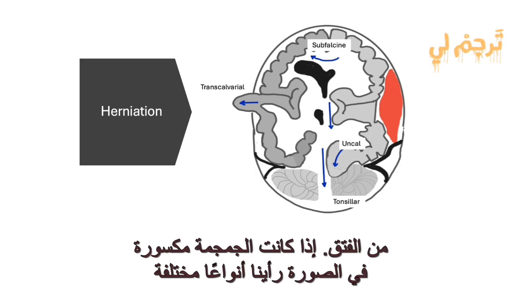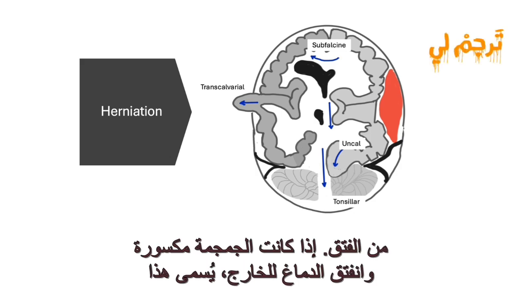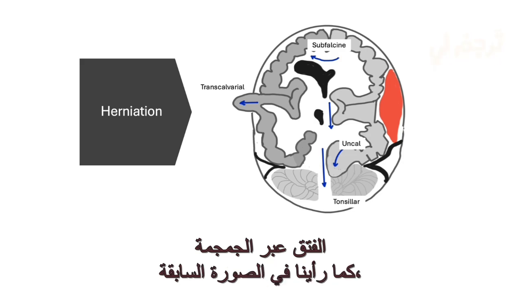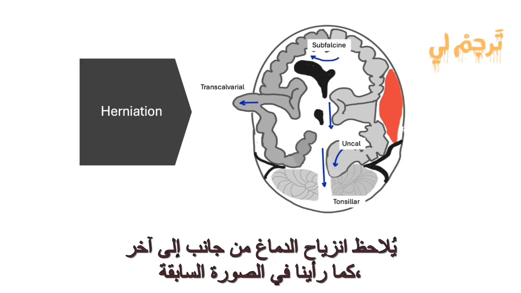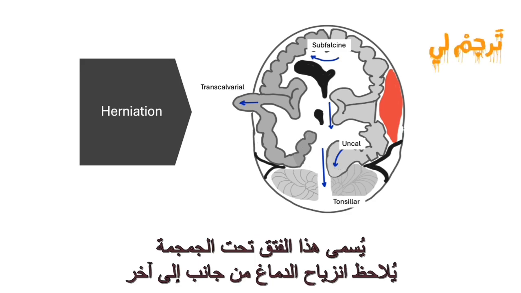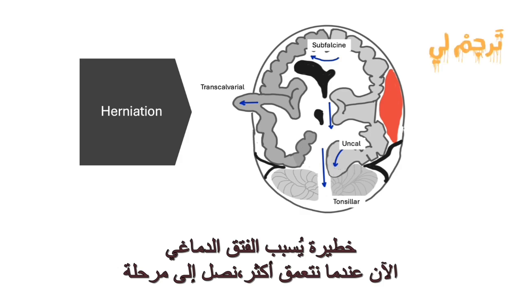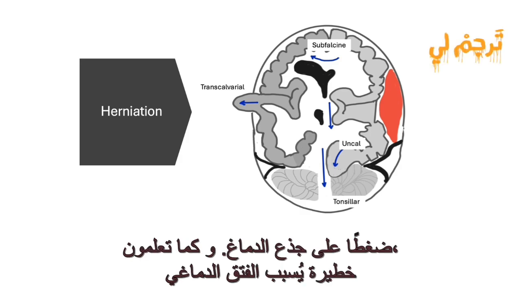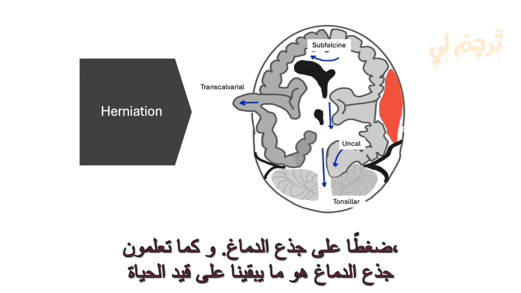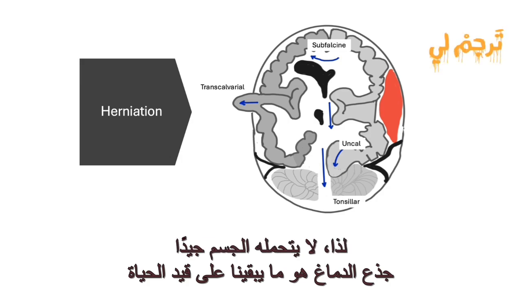If the skull is broken and the brain herniates out, that's called transcalvarial. As we saw in the previous picture, you see the brain shifted from one side to the other. That's called subfalcine. Now, when we go deeper, we really get into trouble. Uncal herniation puts pressure on the brainstem. And you know, the brainstem is what keeps you alive. So this is not tolerated well.